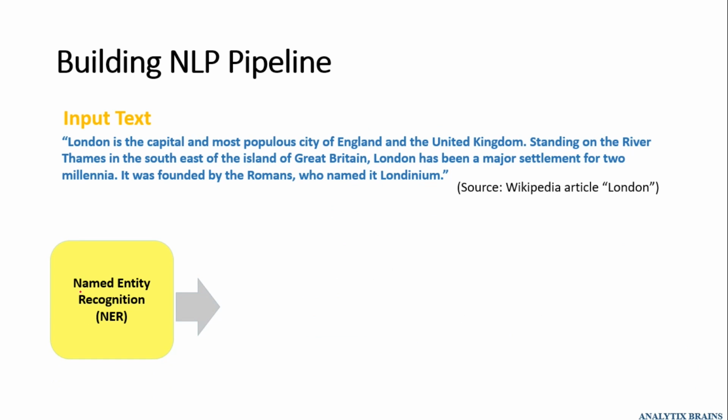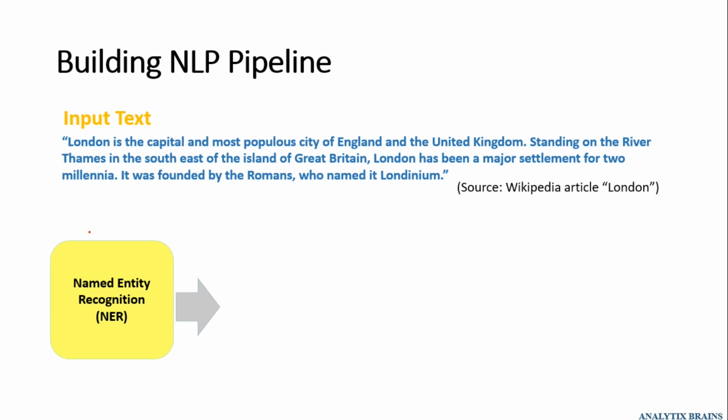Next is named entity recognition. Named entity recognition is also one of the important tasks in order to extract meaningful information from the text. Named entity recognition determines the entities that are being identified in the sentence.